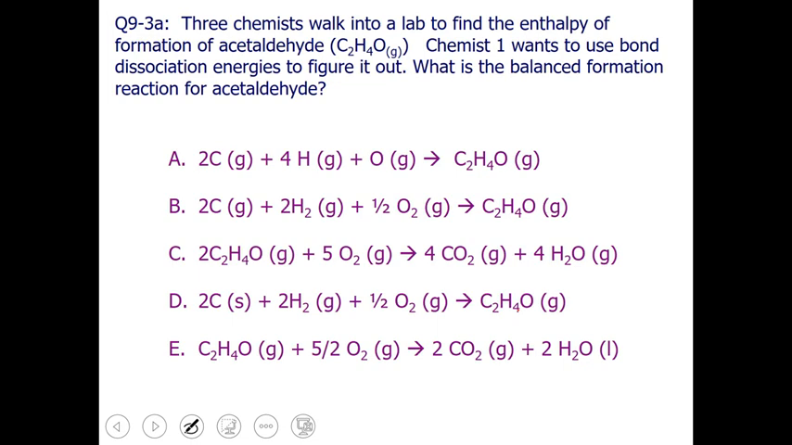Now let's look at 3 different ways heats of formation can be calculated. This is my version of 3 chemists walk into a bar, except they walk into a lab, to find the enthalpy of formation of acetaldehyde. Chemist 1 wants to use bond dissociation energies to figure it out. So what is the balanced formation reaction for acetaldehyde?